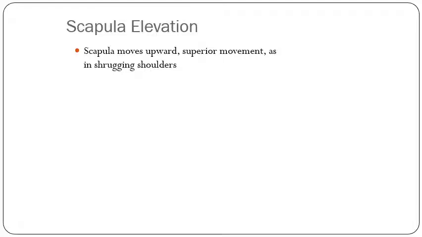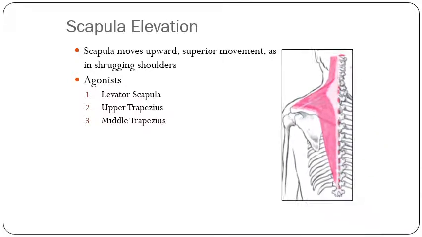Scapular elevation, the scapula is going to move upward in a superior movement, just like you're shrugging your shoulders. The agonists there are the levator scap, and the upper and middle trap. Now, again, make sense of this. Think about why the lower trap wouldn't be involved in scapular elevation.